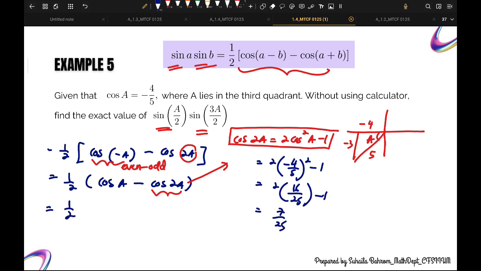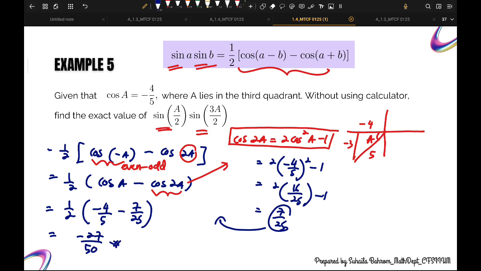Okay, now substitute the values here. We have negative 4 over 5 and then minus cos 2A, so we just substitute the value here, 7 over 25. Then for the final answer, you simplify everything, and you will get negative 27 over 50. We will continue with the next example in the next video.